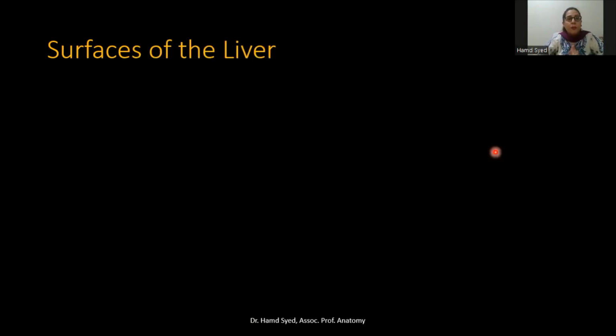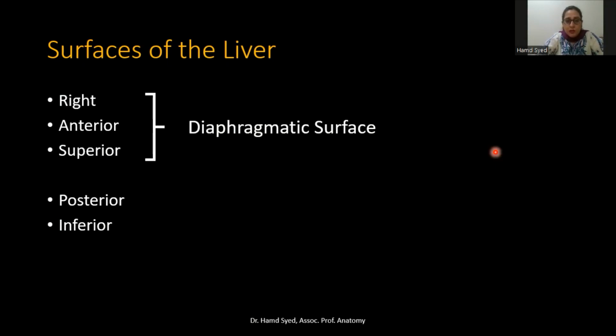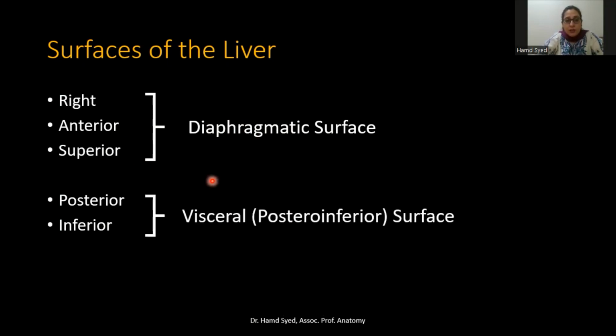Now let's talk about the surfaces of the liver. So the liver is described as having a right surface, an anterior surface, and a superior surface, a posterior surface, and an inferior surface. Now, these are the 5 surfaces of the liver, but these surfaces can be collectively grouped into 2 main surfaces. One is the diaphragmatic, which includes the right, anterior and superior surfaces. And the second one is the visceral surface, which includes posterior and inferior surfaces.